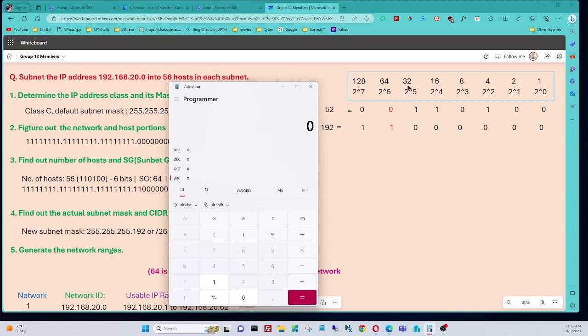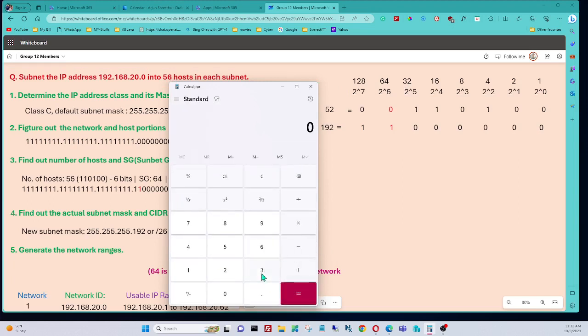Okay, this is lower than 56. I will add this one, 32. I'll just put it here as standard. 32 plus 16 is also lower than 56, so it's not enough yet, right? So that's why I just want to add that 16, 32 plus 16 is 48, right? So we need more. So how much do we need? Just minus 56. We need 8 more, right?